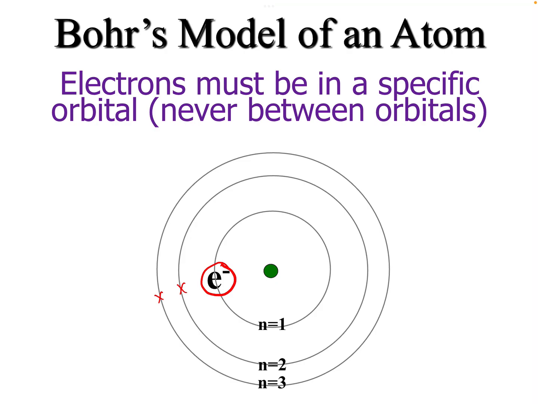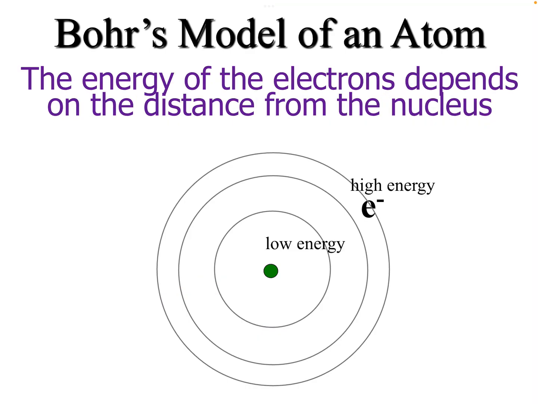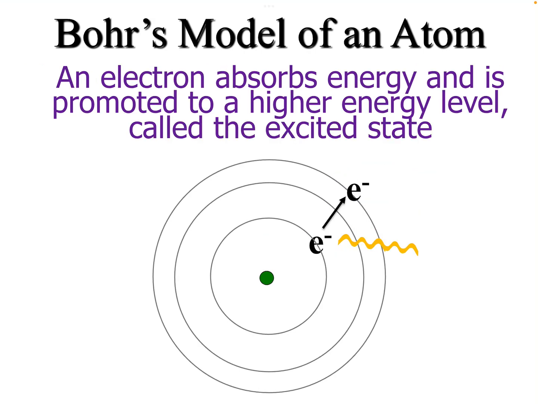Again, our electrons have to be in a specific orbital. So it can be here, it could have been here or here, but it can't be in between. We give these orbitals numbers, and they're denoted by the letter n. So n equals 1 is the first energy level, n equals 2 is the second, n equals 3 is the third, and so on. The lowest numbered energy level is closest to the nucleus, and then it gets larger and larger as we go out. So again, the closer to the nucleus it is, the lower in energy it is. If this electron was way out here, then it would be higher in energy than it was previously.